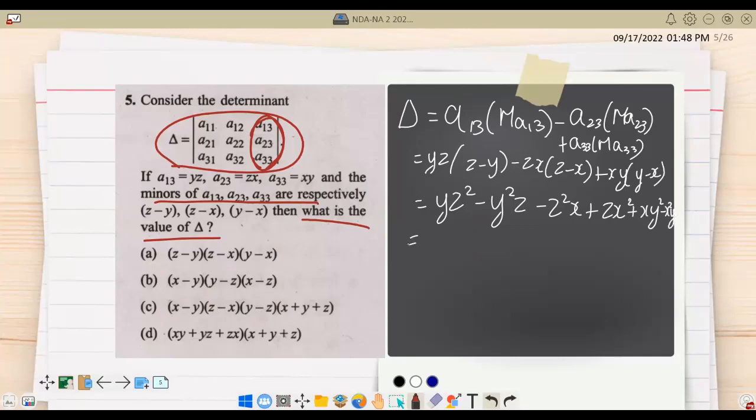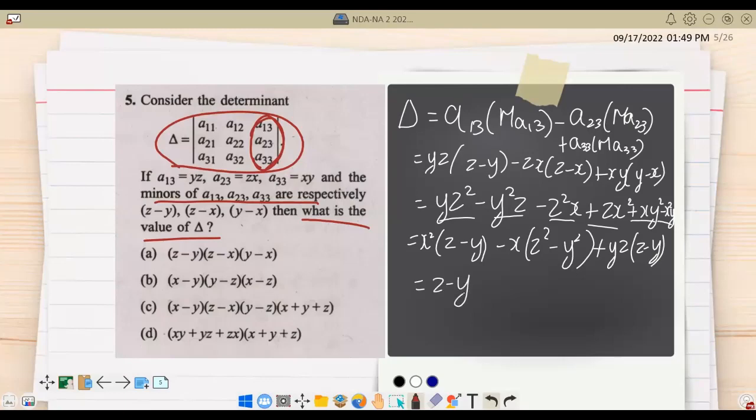And for my easy conversion, I have taken the x square in the front, x square into z minus y, and then I'll take it in this form of z minus y, so it will be minus x into z square minus y square. Next, plus yz into z minus y. Now I'll take z minus y from all these three elements.